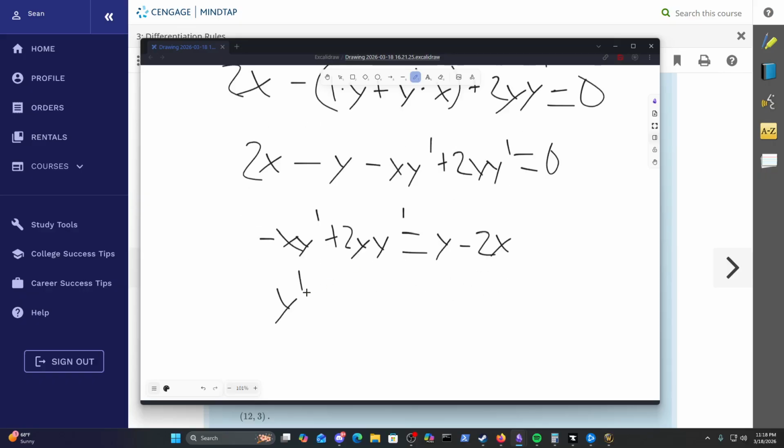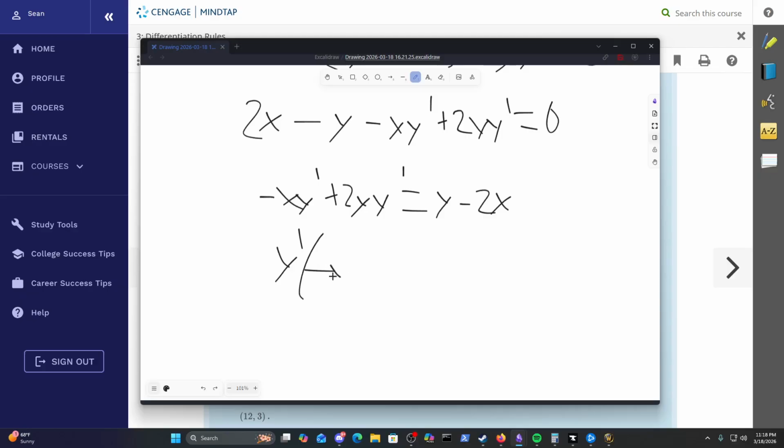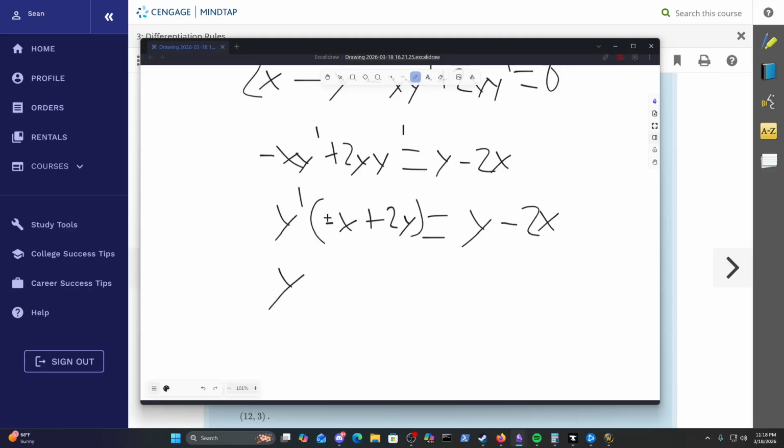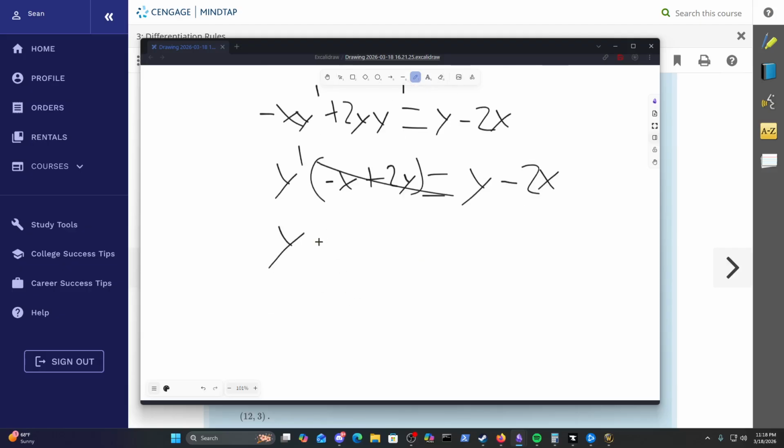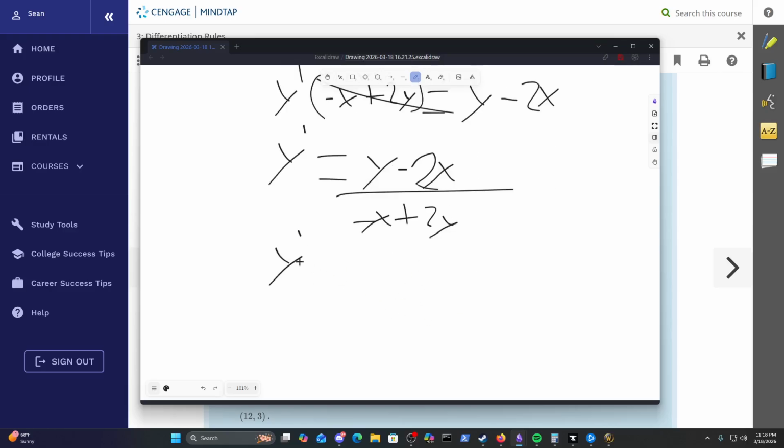Now we just want to factor out the y prime. That leaves us, it's a rough one, y prime times negative x plus 2y equals y minus 2x. Now we just divide to cancel it out. That leaves us with y prime equals y minus 2x over negative x plus 2y. That's a little ugly though, so let's rewrite it as y minus 2x over 2y minus x. That looks a little bit nicer, right?